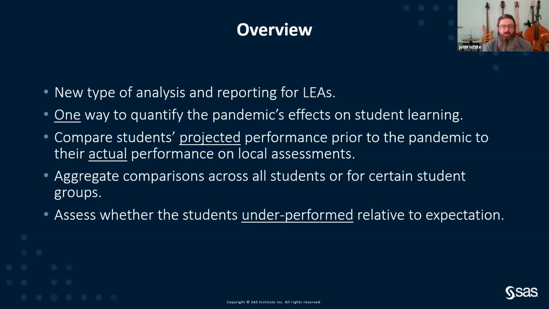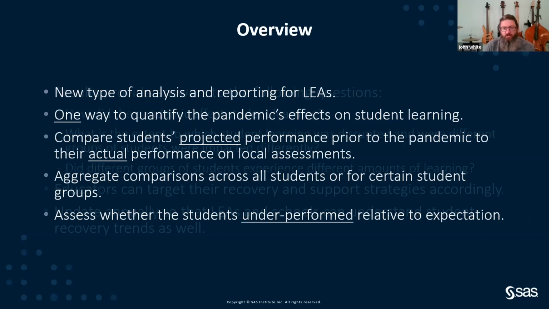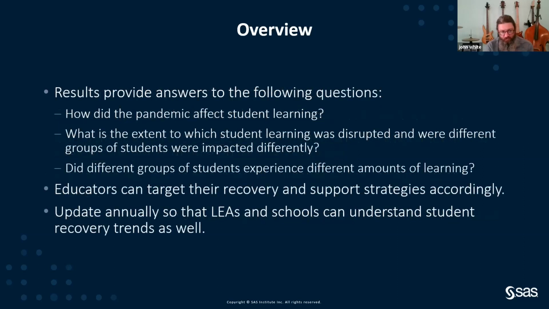And we're trying to really assess whether students underperformed relative to that pre-pandemic expectation. And again, we'll get more into some of the details here. But as an overview, we're trying to provide an answer to the question of how did the pandemic affect student learning and how did these school disruptions really affect student learning? And where were there differences in terms of this impact? Was it for certain types of student groups at certain time points? So we will look into all of those.